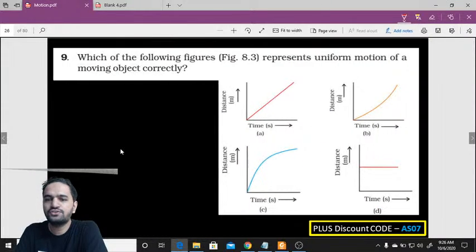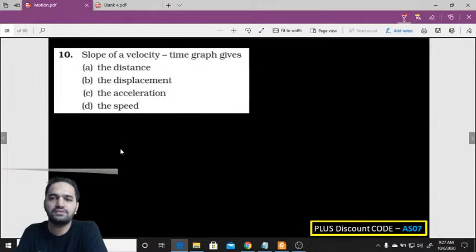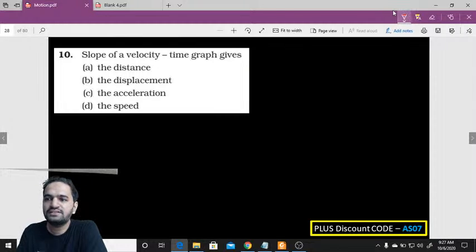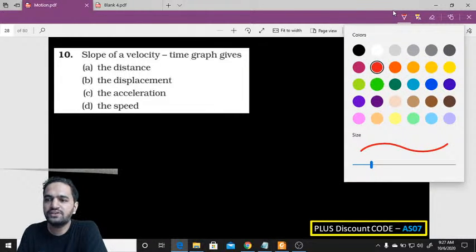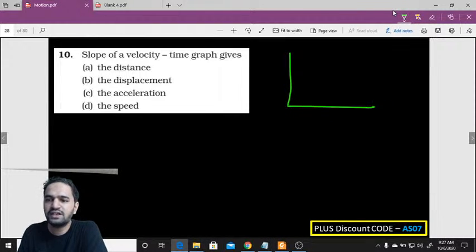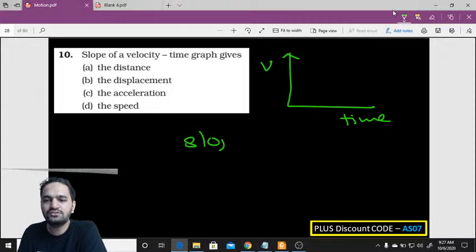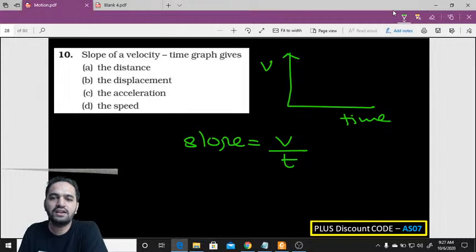Now let us go for question number 10. In question number 10, they are saying slope of velocity time graph is. Slope of velocity time graph. Can somebody please tell me what is the relation between velocity and time if you are trying to take the slope of this? We have to take velocity by time. What would be the quantity?